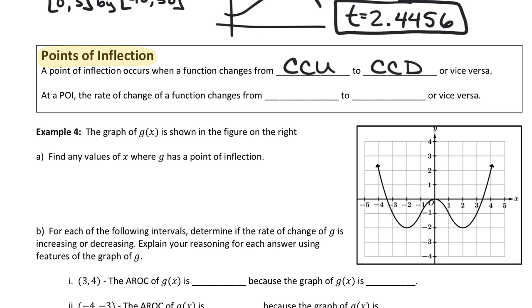So maximums and minimums occurred when we went from increasing rates of change to decreasing rates of change. But points of inflection occur when we have concave up switching to concave down or vice versa. At a point of inflection, POI for short, the rate of change of a function changes from increasing to decreasing because we're changing concavity.